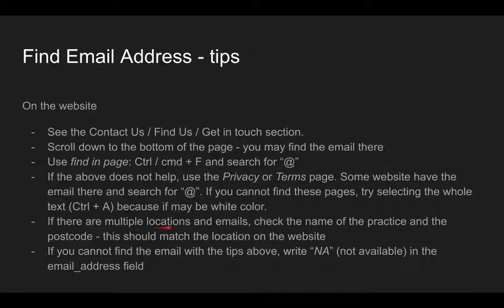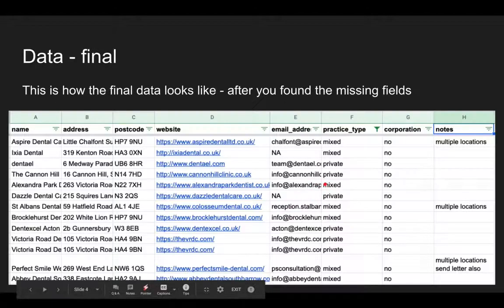If there are multiple locations, on one website there may be multiple dental practices. Maybe there's one in location A, location B, location C, and there are multiple emails. Check the name of the practice and the postcode so that you get the email address that matches that location. In some cases, there's only one email address, but in some cases, there are multiple. If you cannot find the email address, just type NA, which is not available, in the email address field here.